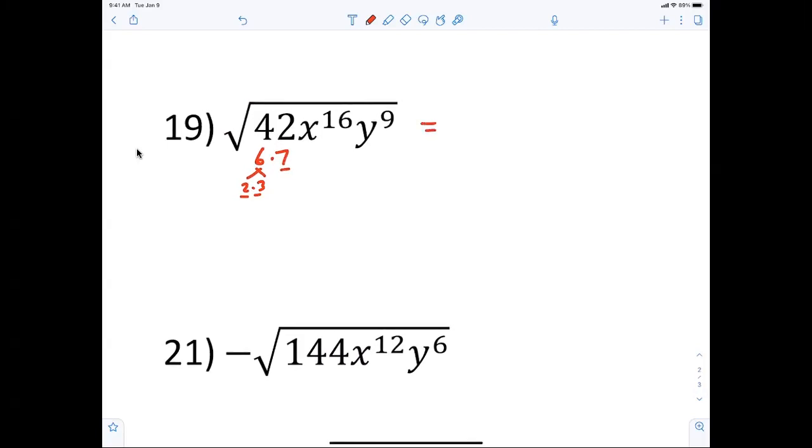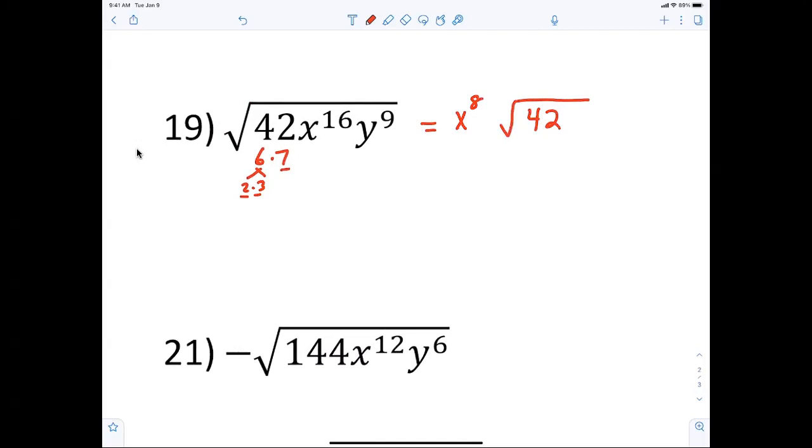Equals. Now, I want everybody to put a square root down. Anything that's a perfect square comes on the outside. So does 42 break down? No. So I put 42 here. Now, what about x to the 16th? That's good. x to the 8th. So I put x to the 8th right here.